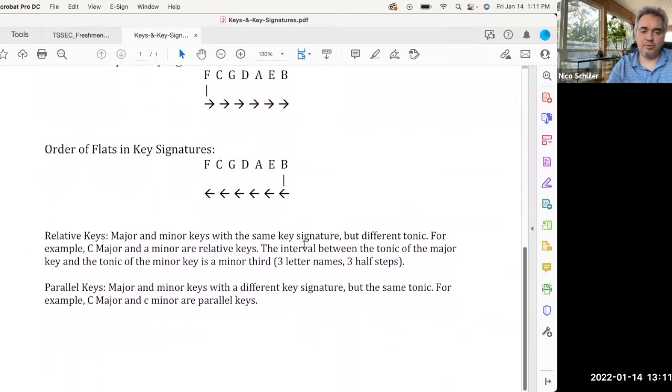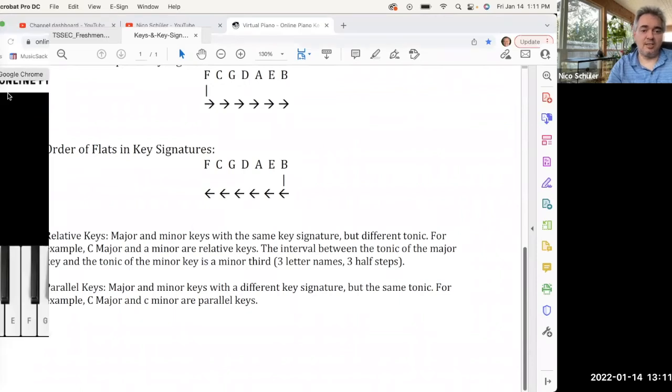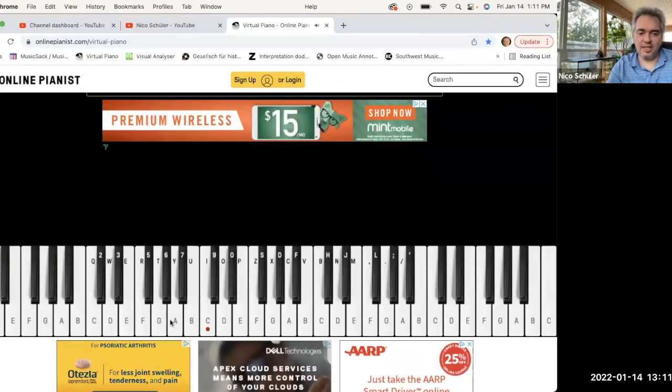Of course, there is a relationship between major and minor keys. A minor scale that has the same key signature as a major scale, those are called relative keys. For example, C major and A minor are relative keys because they have the same key signature, which is no sharps, no flats. And C and A are a minor third apart.